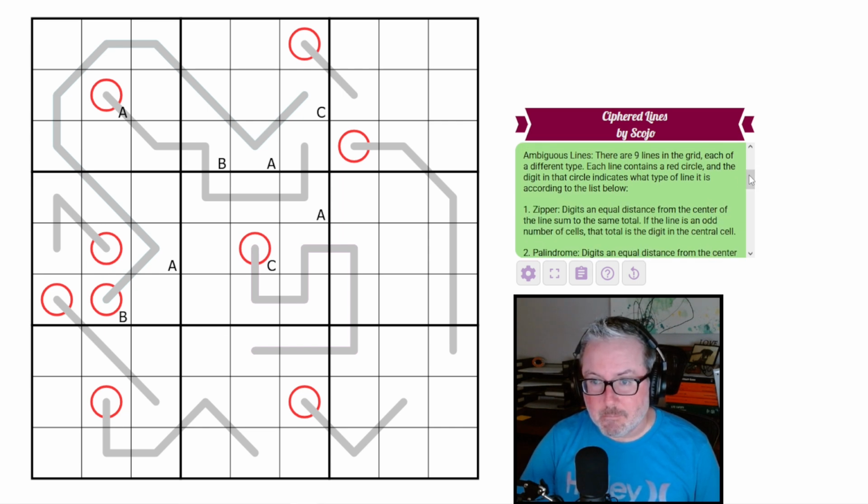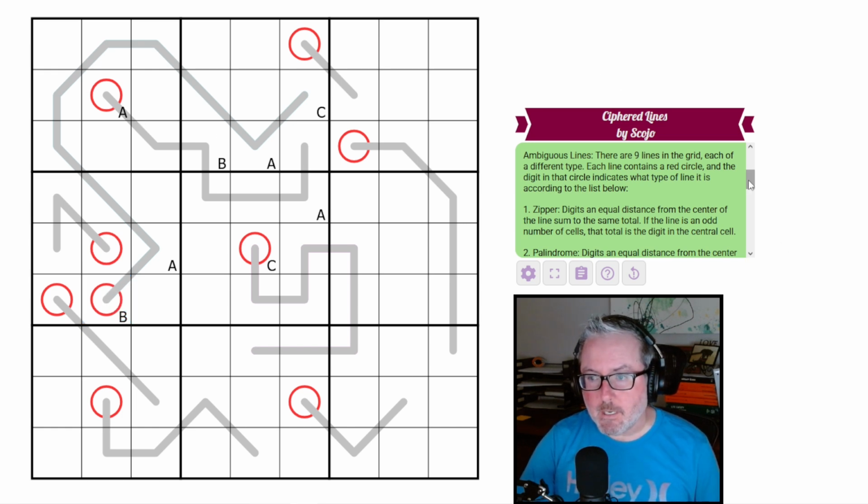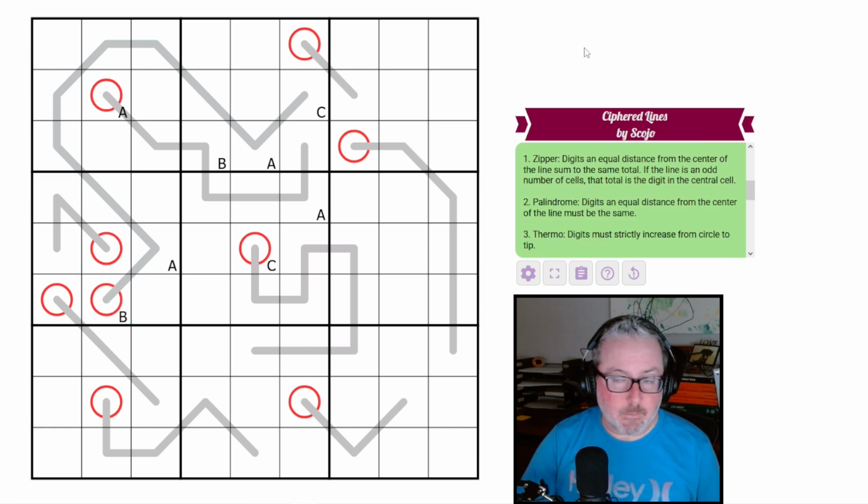Then we've got our ambiguous lines. There are 9 lines in the grid, each of a different type. Each line contains a red circle, and the digit in that circle indicates what type of line it is according to the list below. So you'll see there are 9 circles on 9 lines. Whatever this value is will tell us what type of line this is. And of course, we have to figure out what these values are to determine what the lines are. So let's go down our list and see what all of our options are.